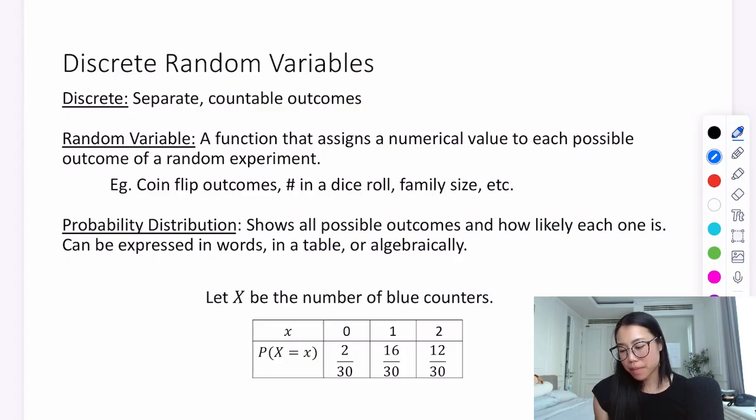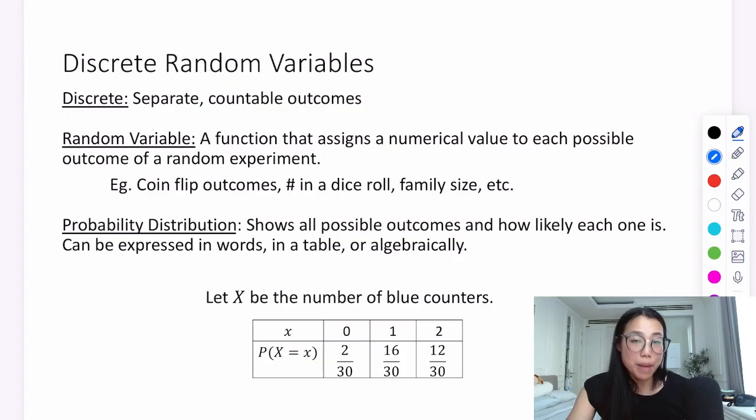An example of something that is not a discrete random variable would be a continuous random variable, so things that are measured. Usually that's things like height, weight, mass. And what is a probability distribution? Well, that is just a sample space that shows all the possible outcomes and how likely each one is. And this can be expressed in words, as a table, or algebraically.